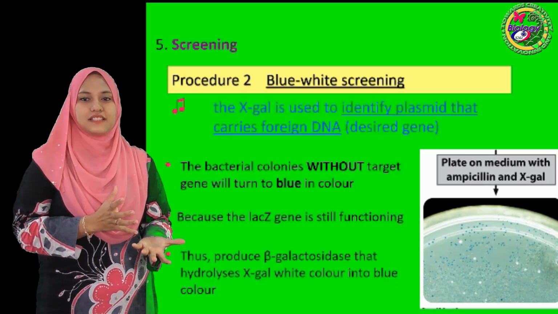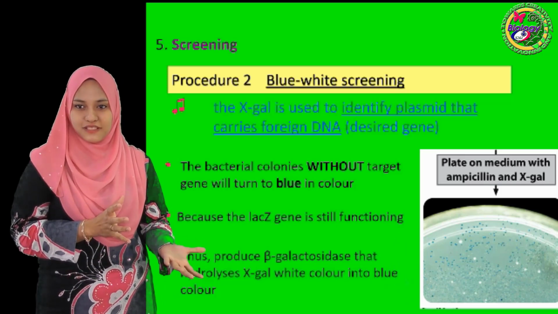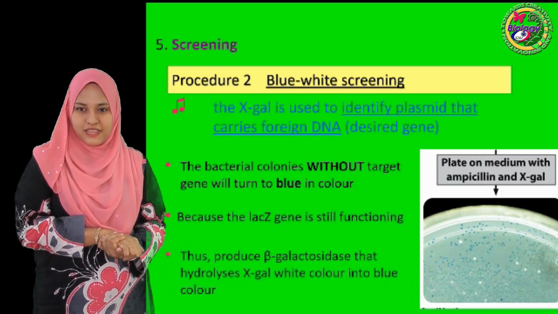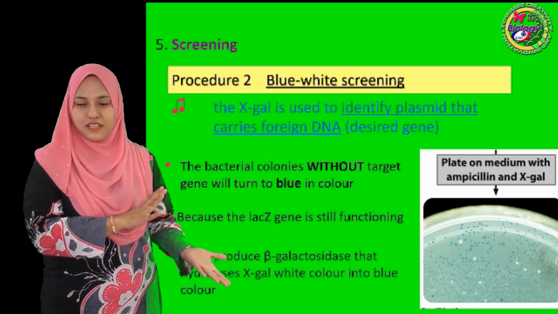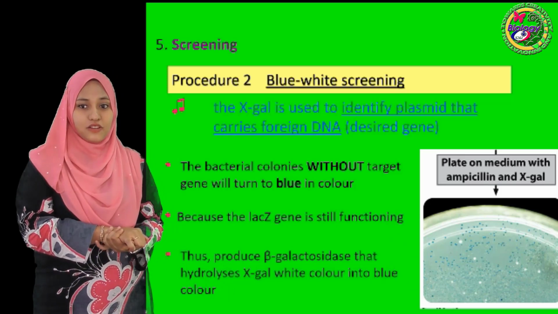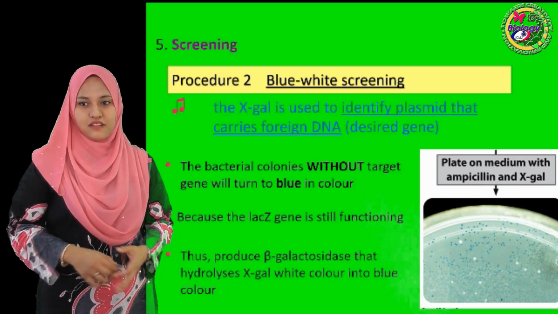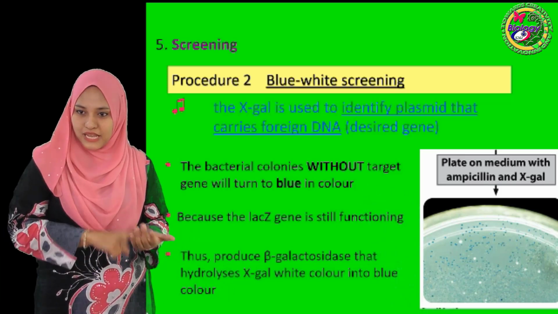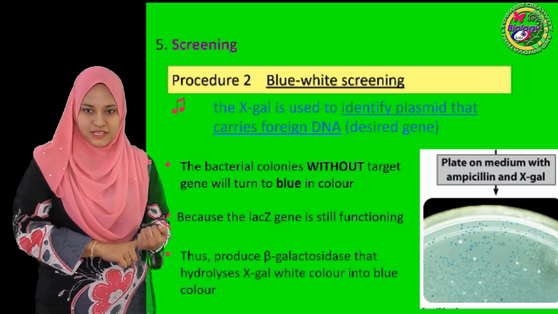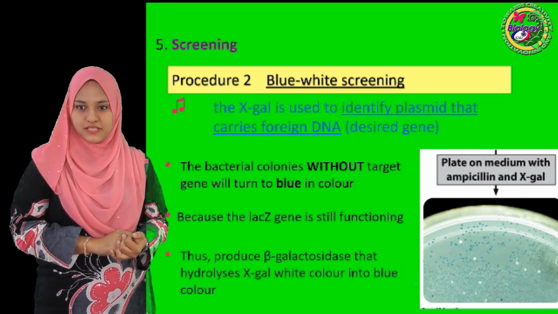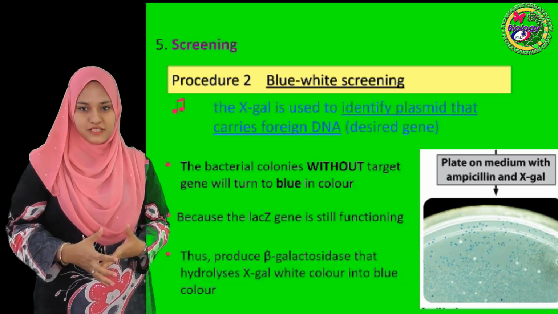The agar is a substance similar to lactose that helps to identify the plasmid that carries the target gene. The bacterial colonies without the target gene will turn blue in color. So remember, without target gene, turn blue in color. This is because the LacZ gene is still functioning.